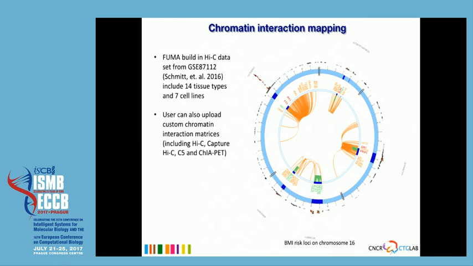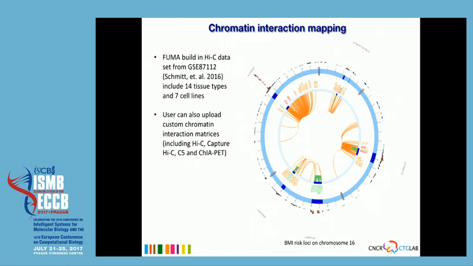And another example is for the chromatin interaction mapping. FUMA currently has built-in Hi-C data from the study of Schmitt et al., which includes 14 different tissue types and cell lines. But as I already said, the field is growing very fast. We also provide an option to upload custom chromatin interaction matrices, which is not limited to Hi-C, but you can also use capture Hi-C and 5C. So the graph on the right shows the risk loci on chromosome 16 from a BMI GWAS.